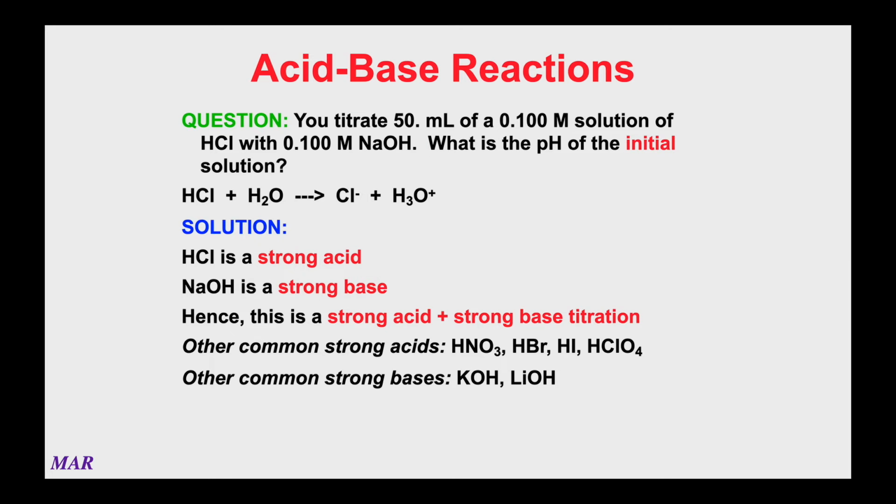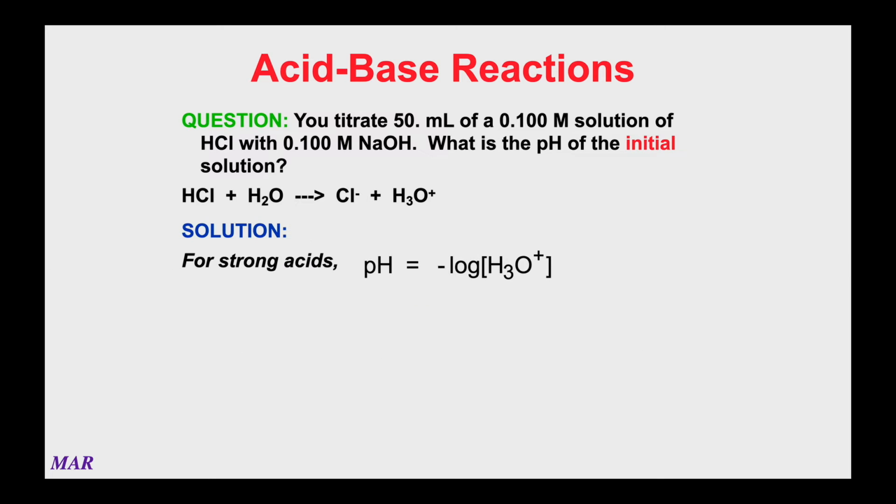Oh yes, here's another advertisement. The other 4 common strong acids: HNO3, HBr, HI, HClO4, and the other strong bases, KOH and LiOH. Yes, we might see some of these in the future, so I'm reminding you here again of which ones they are and how I recommend that you memorize them.